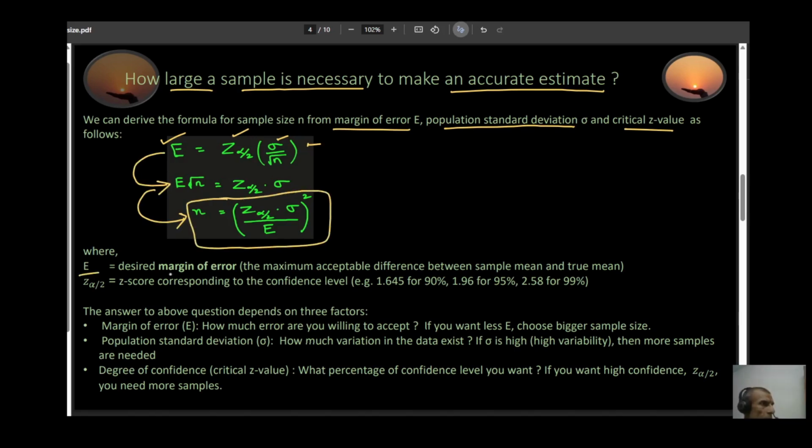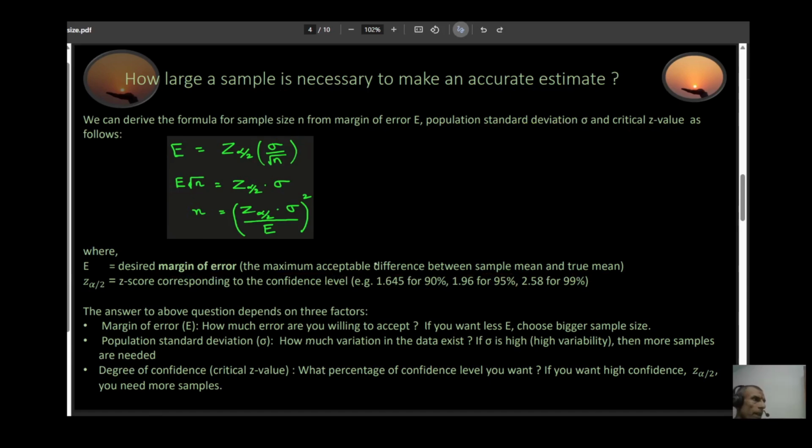In this case, your E is the desired margin of error, the maximum acceptable difference between the sample mean and the true population mean. Your Z is the Z score. It corresponds to different confidence levels. It's going to be 1.645 if you're using 90% confidence level. It's going to be 1.96 if you're using 95%, or 2.58 if you're using 99%. These are the most commonly used values.